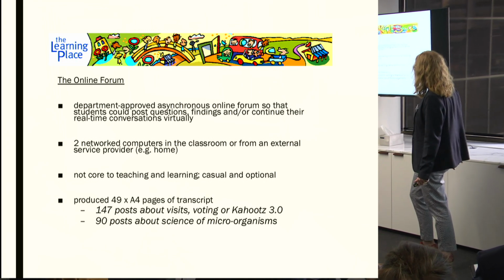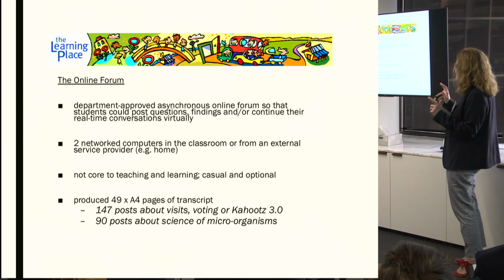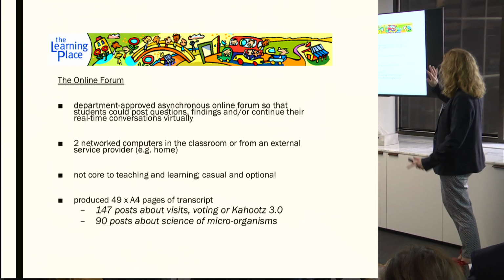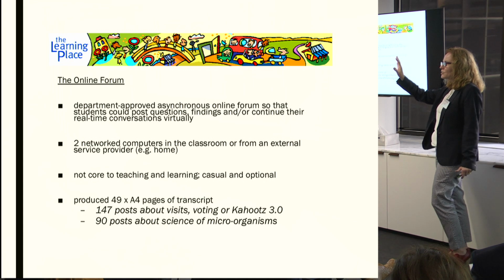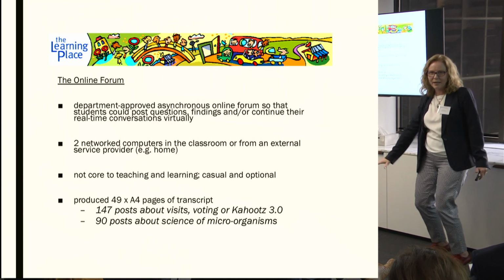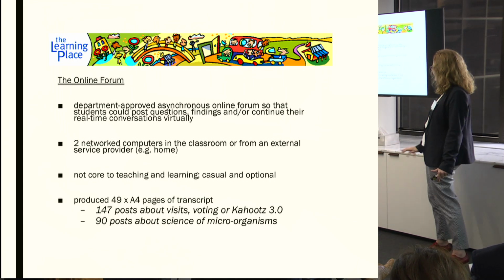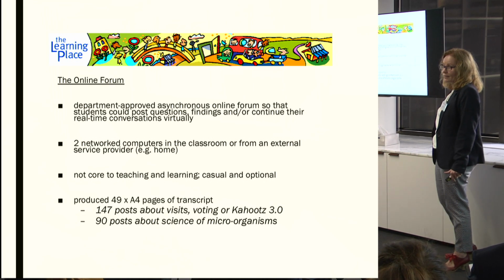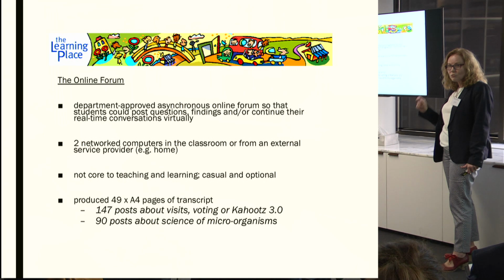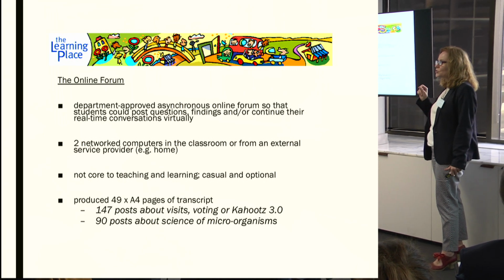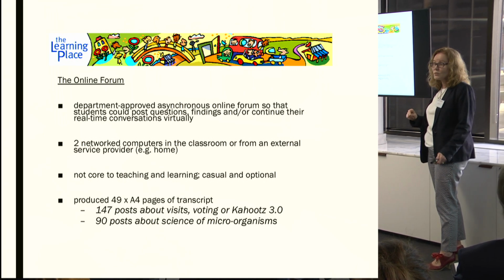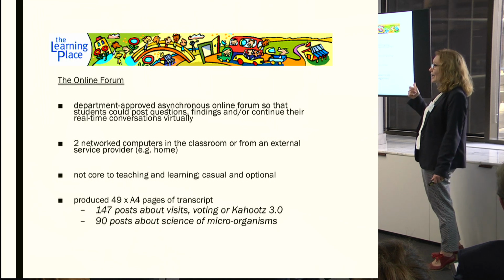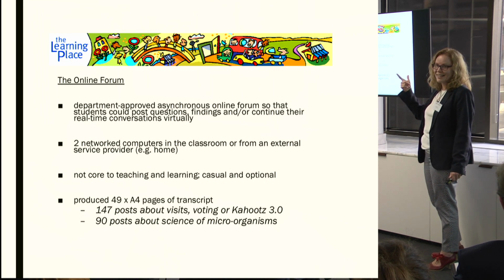Now, 147 of these posts were about the visits, who's going to vote for whom, and the Cahoots, and how do you get your character to stop levitating, how do you put them on the ground so they can walk properly, and those sorts of things. But 90 of these posts were about science. 90, in children's own time, they chose to blog about science because A, they had something to say, and B, they had somewhere to say it.